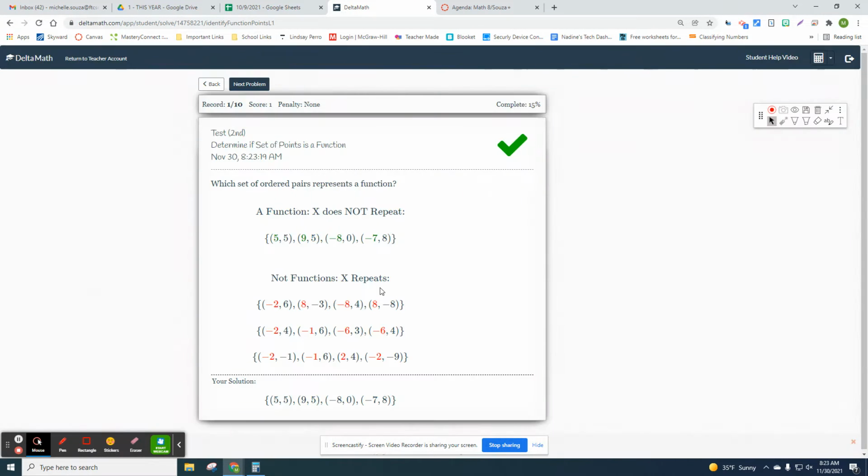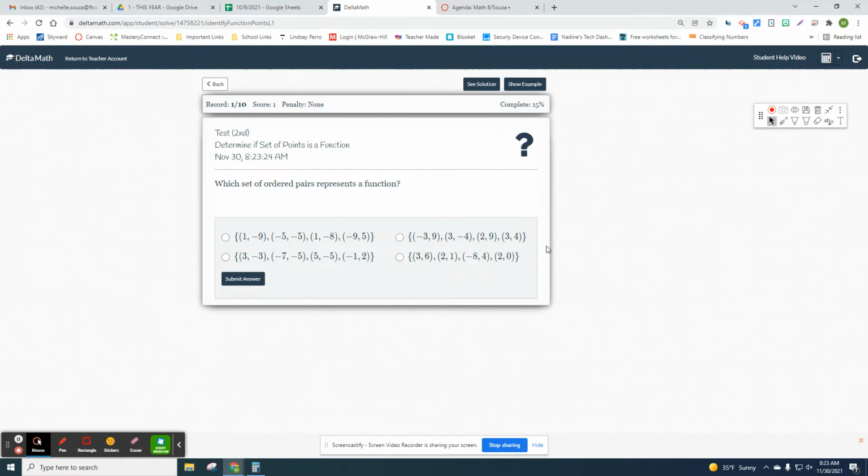So let's try another one. Again, the same thing. It's going to give you sets, and you're going to look at it. So I'm looking at this one right here. 1, -5, 1... Oh, so I had a 1 here and a 1 here. So (1, -9), (1, -8). That cannot make a function. And in this one, it says, which set of ordered pairs represents a function? Make sure to read it carefully, because sometimes it asks which one's not a function. And so this one cannot be our answer, because one has an output of -8 and one has an output of -9.